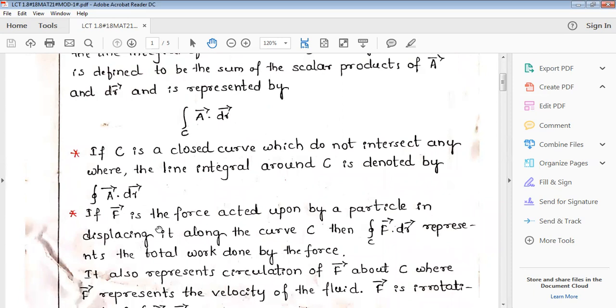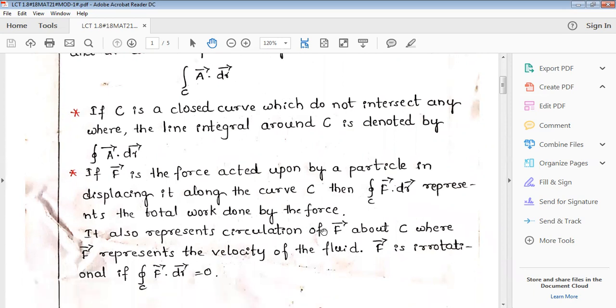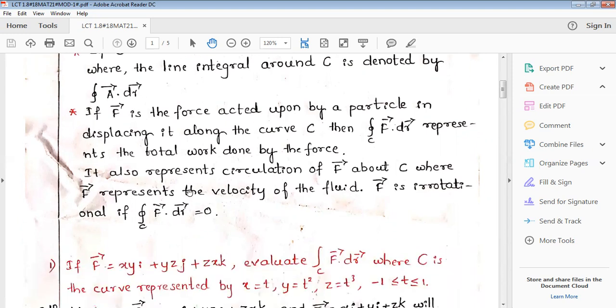And if vector F is the force acting upon a particle displaced along the curve C, then the line integral over C of vector F dot vector dr represents the total work done by the force. It also represents the circulation of vector F about C, where F represents the velocity of the fluid. We say vector F is irrotational if its line integral of vector F dot vector dr is equal to 0. So this is what a vector integral is.